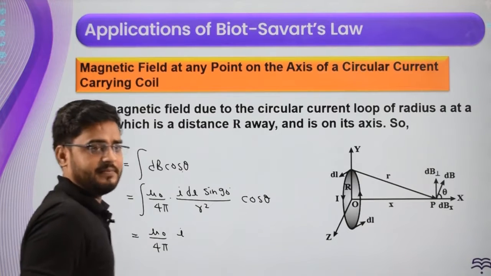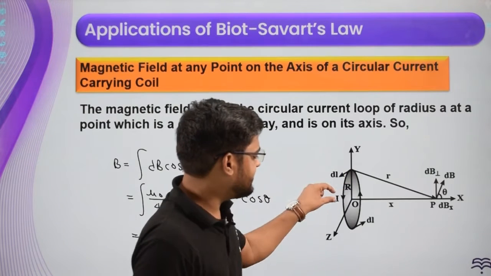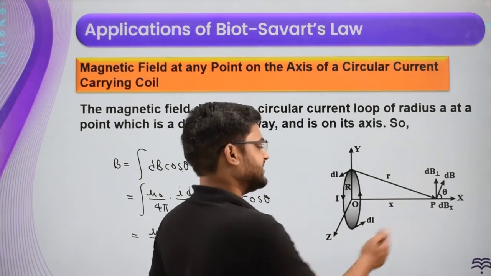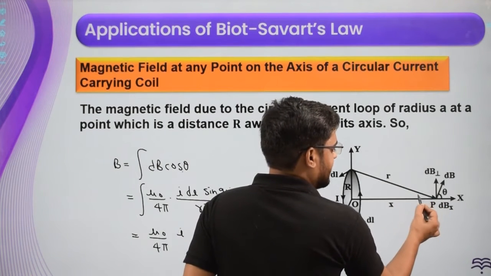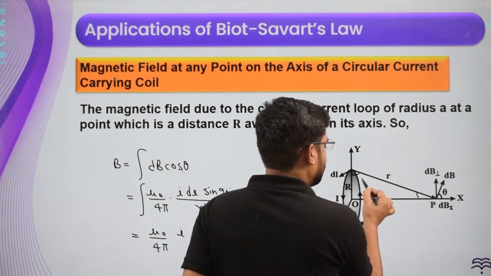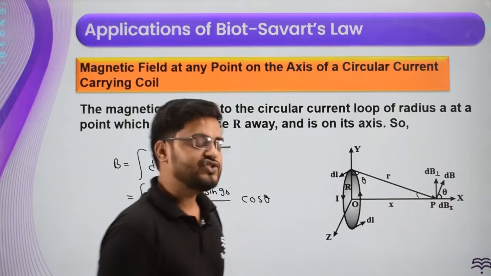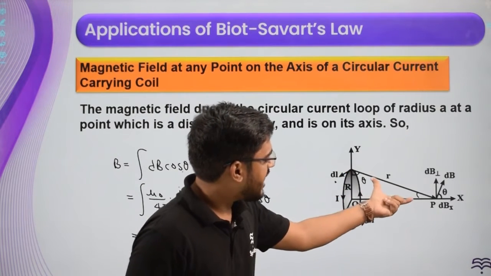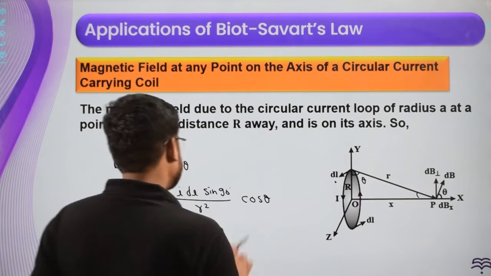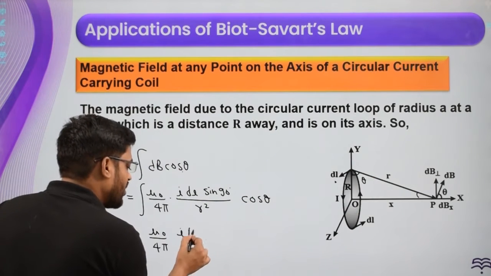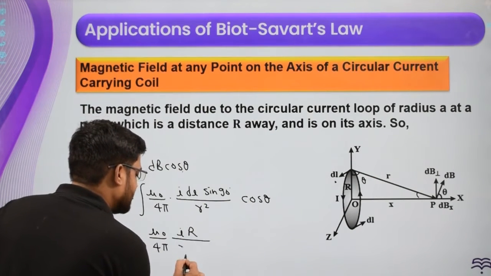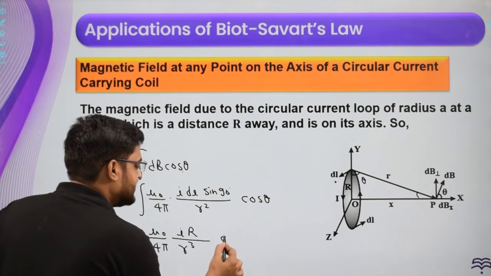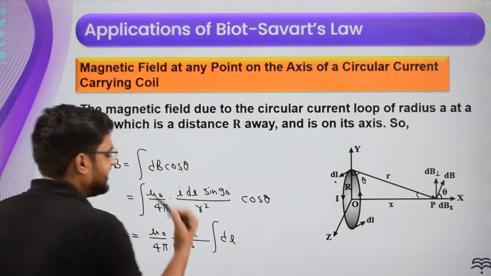What about cos theta? If you take this dl or this dl or this dl, for any dl, if this is theta, this is 90, this is 90 minus theta, and this angle is theta. So wherever you check, cos theta is always capital R upon the hypotenuse, small r. So cos theta is another constant, capital R upon small r for all. And now there is r square over here, so I am writing r cube. What is left is dl, and I simply have to integrate that.